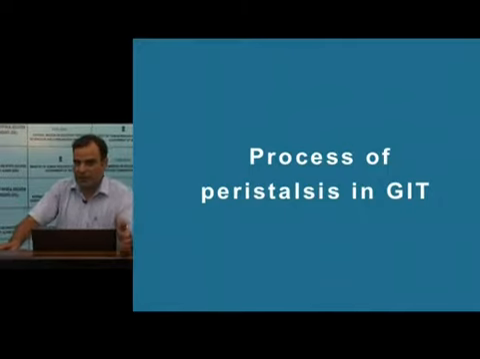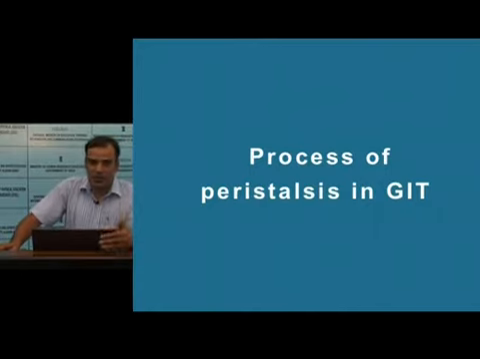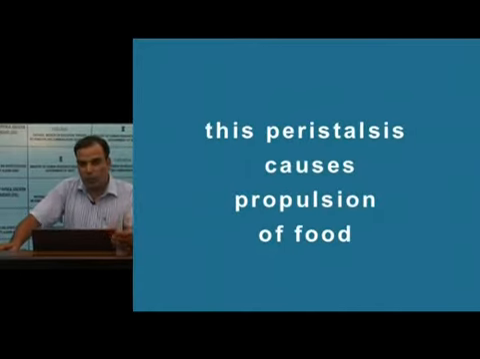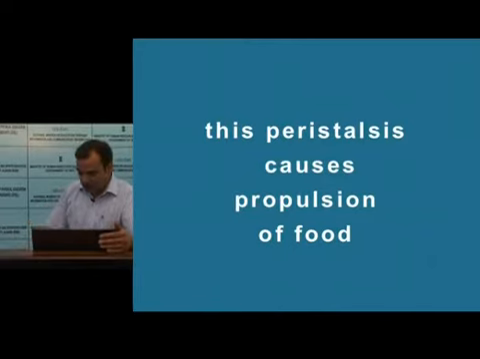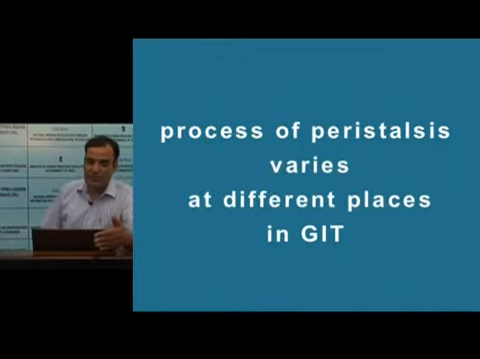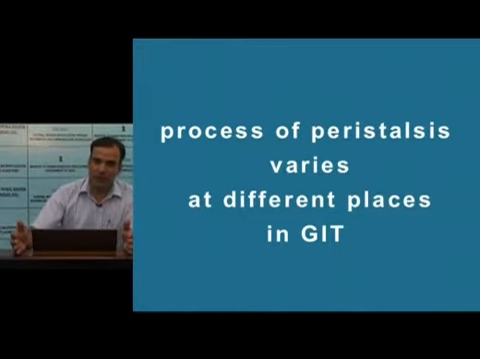This is how peristalsis takes place in the GIT, and this peristalsis causes the propulsion of food at most of the places. Now this peristalsis is a bit modified at different places of the GIT. It is a bit different in the stomach, different in the small intestine and different in the large intestine. However, the basic working of this peristaltic wave remains almost the same.